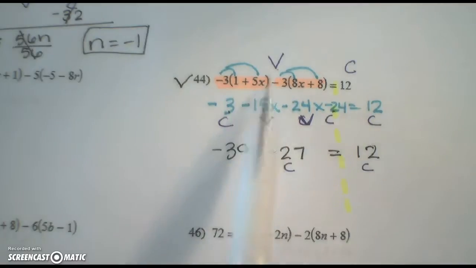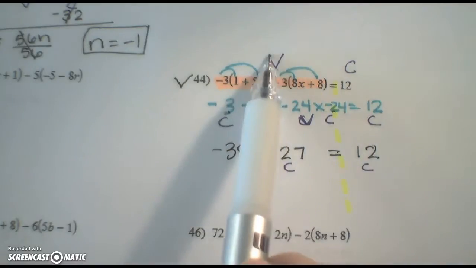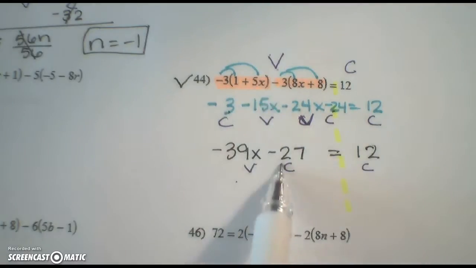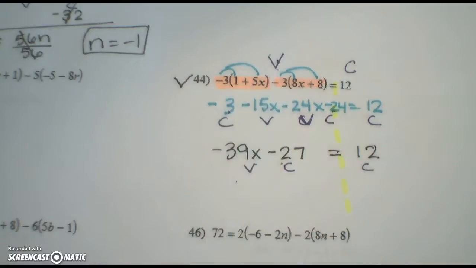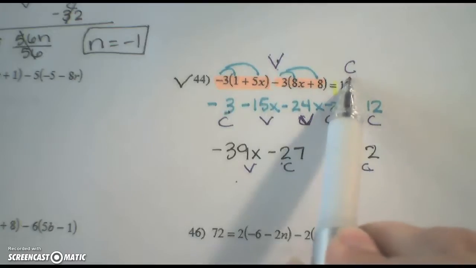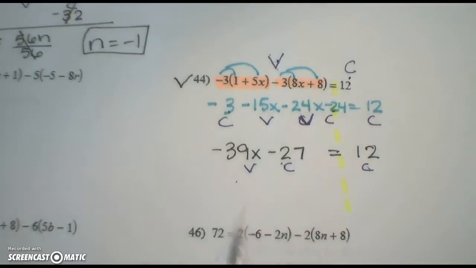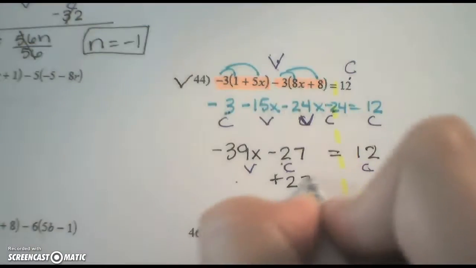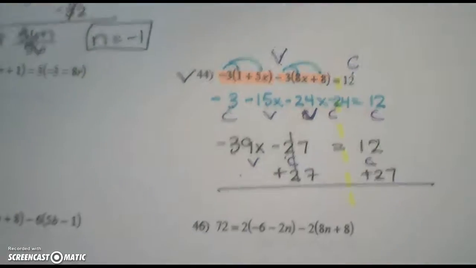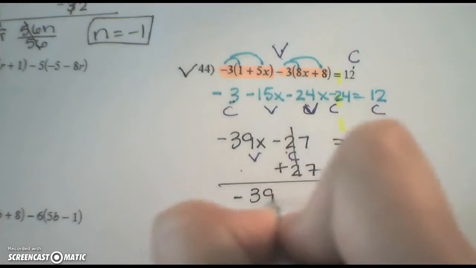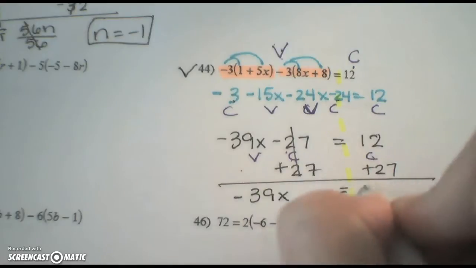All right, so we've got our variable in variable land. Yes. We have a constant in variable land. Ooh, that's bad. And then we've got a constant in Constantville. So bad. Undo. So we're going to add 27. So we've got negative 39x equals 39.